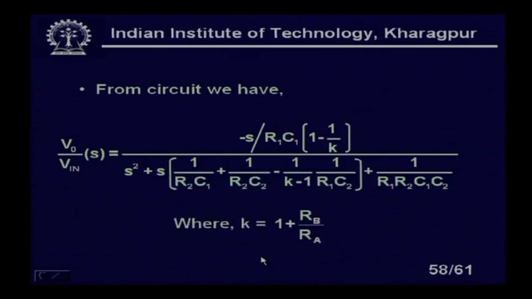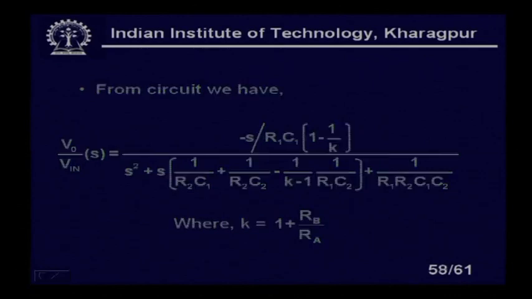You see from the circuit I can write that Vo(s) by Vin(s) is minus s over R1C1 minus 1 minus 1 upon k, divided by s square plus s times [1 upon R2C1 plus 1 upon R2C2 minus (1 upon k minus 1) times 1 upon R1C2] plus 1 upon R1R2C1C2. Here k equal to 1 plus RB by RA. These two resistances are different; I want to distinguish it from the positive feedback topology, that is the reason we have given the names RB and RA, right.